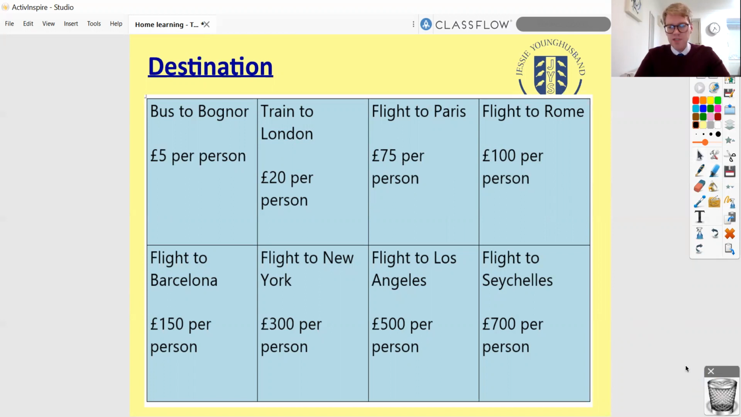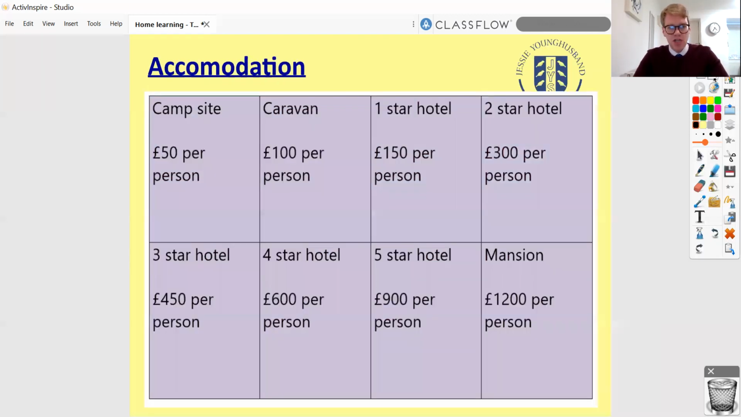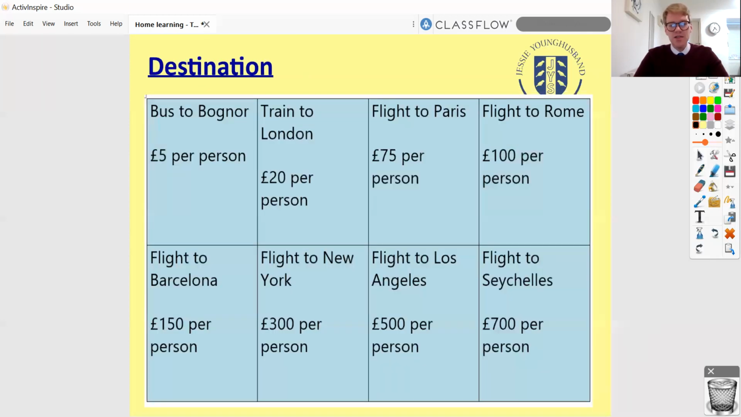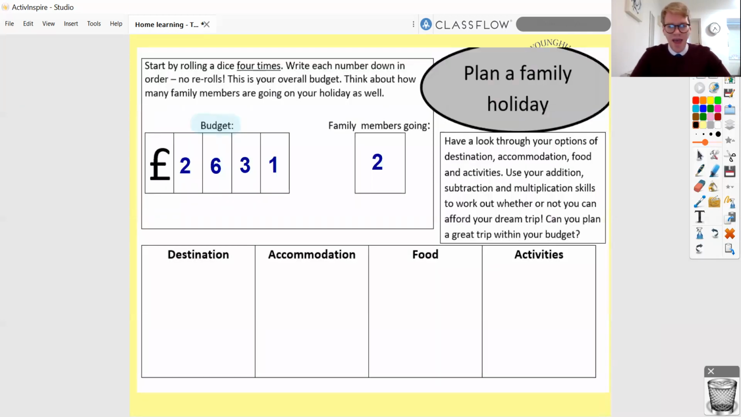So it's quite a lot of maths that's going to be involved in this. Like I said, we might do a little bit of multiplying, where we're going to times some of these amounts by the number of people on our trip. So if, for example, I was doing a flight to New York for 3 people, I would do £300 times 3. And then we'll also need to do a bit of adding together as well, won't we? So once I've worked out my destination cost, I can add that to my accommodation cost and so on.